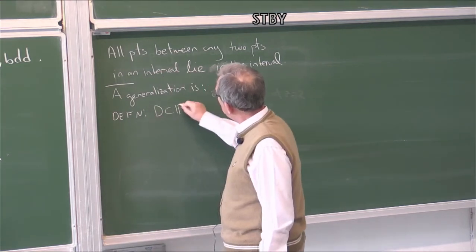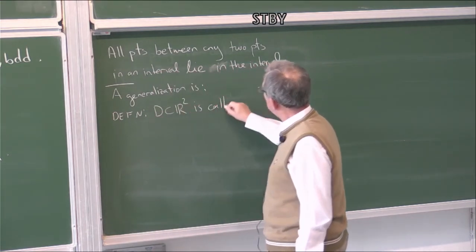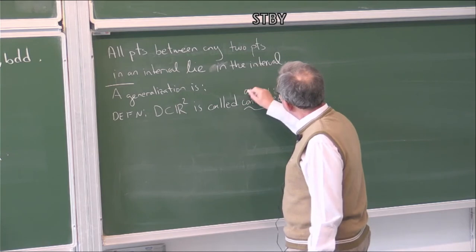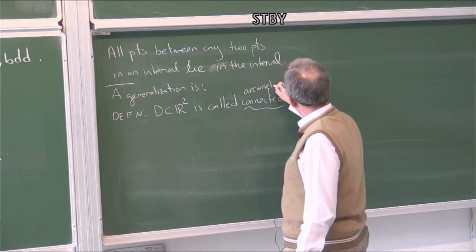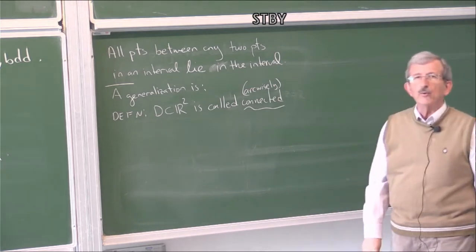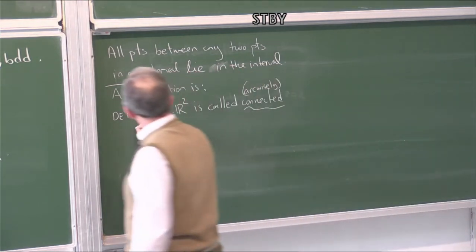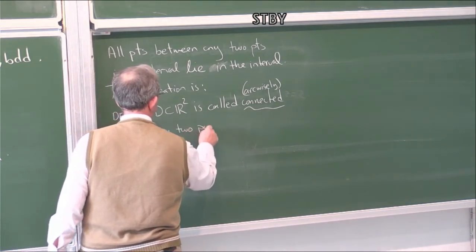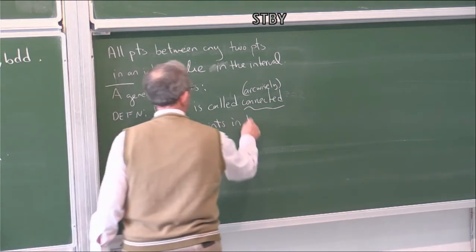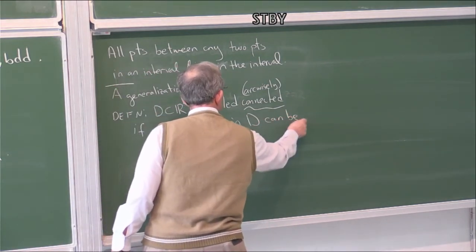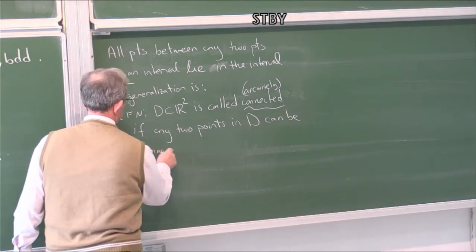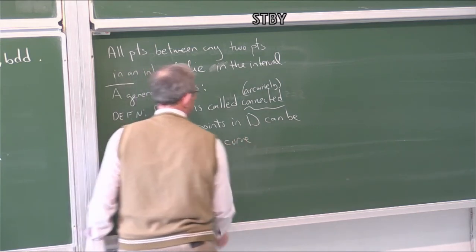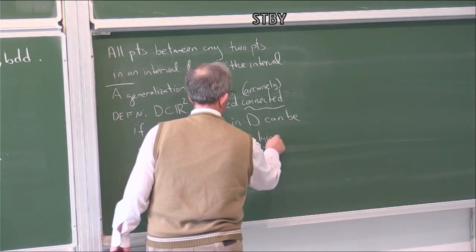A set D in R2 is called connected. Actually, arc-wisely connected, but we will not work on it. It's called connected if any 2 points in D can be connected by a curve lying in D.